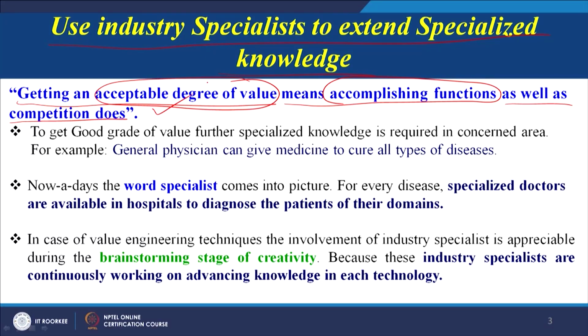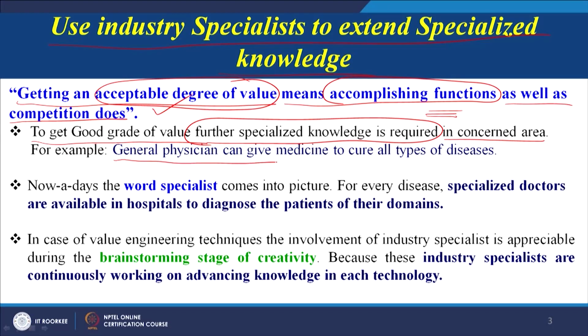Value is definitely related to function and cost. So, to get a good grade of value, further specialized knowledge is required. There is a requirement of specialized knowledge in the concerned area. Suppose we are trying to develop a keyring or a keychain. The people who are already in this field may have designed a large number of keychains or keyrings, and we must take their advice into account wherever possible.